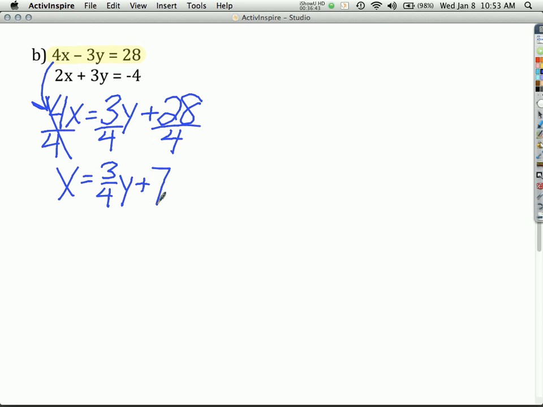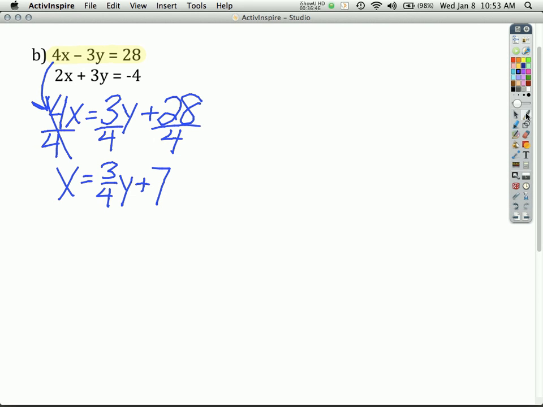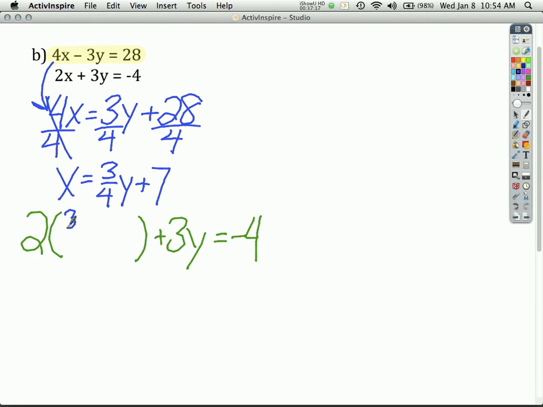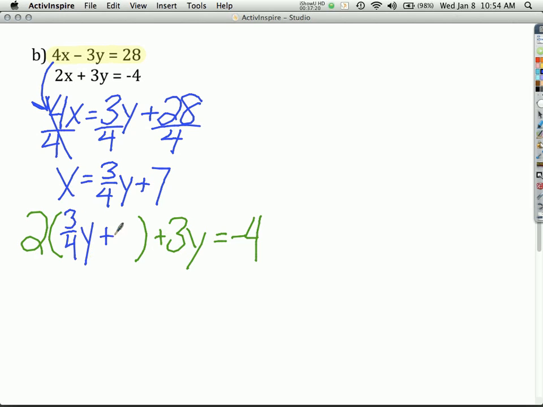So now we have to use the equation we haven't used yet. We have to use the 2x plus 3y equals -4, but since we isolated x here, we're going to take out the x and replace it with a large parentheses. So it looks like this. And this expression is going right here. So we put in 3/4 y plus 7. And now solve it.